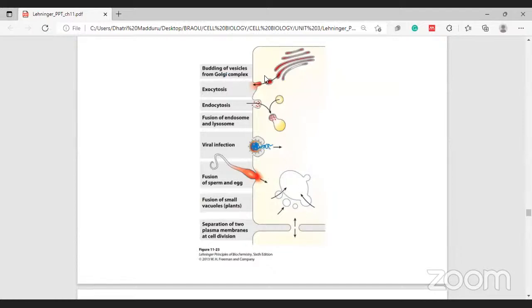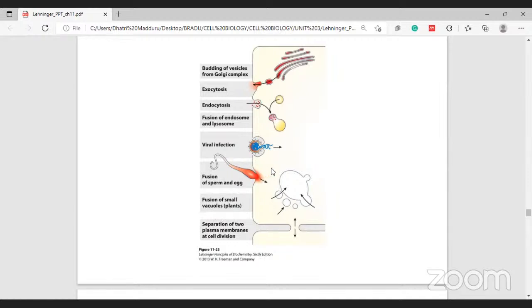One is budding of vesicles from the Golgi complex. So the vesicles come out from the Golgi complex, and this vesicle has to fuse with the membrane. This is called exocytosis. If anything comes from outside to inside, this is endocytosis. So this membrane is fused with the vesicle. Or viral infection, where a virus enters the membrane and the fusion takes place. And fusion of egg and sperm, that is another kind.